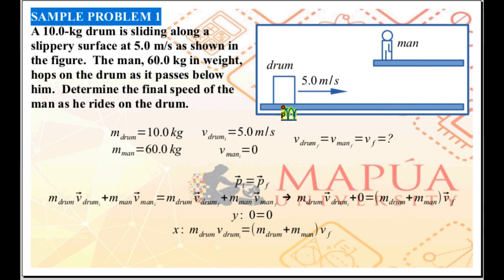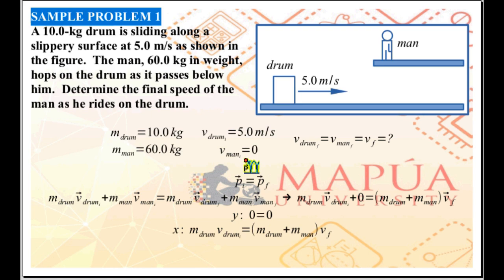Analyzing the situation using conservation of momentum, we have initial momentum equal to final momentum. And here we have two objects in the system. That means there are two initial momenta and two final momenta. Initial momentum of the drum, initial momentum of the man, and then for the final case, we have final momentum of the drum and final momentum of the man. Initial momentum is equal to final momentum.